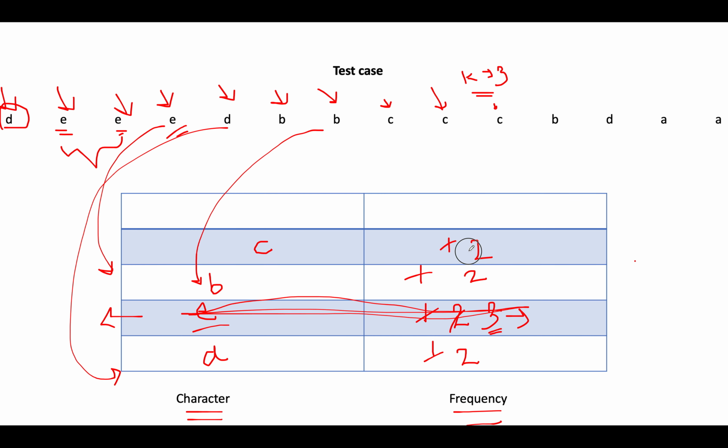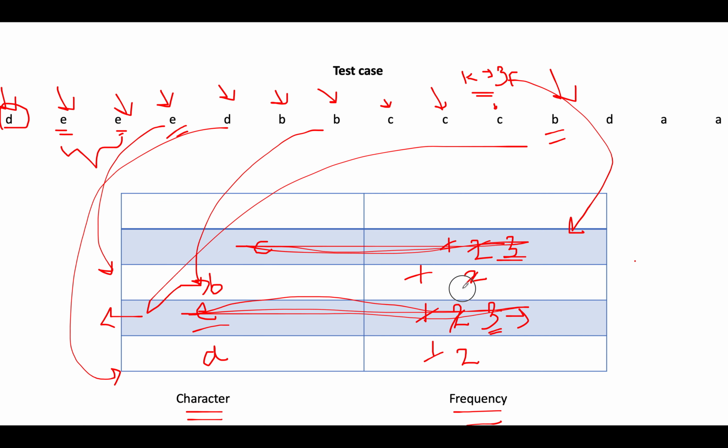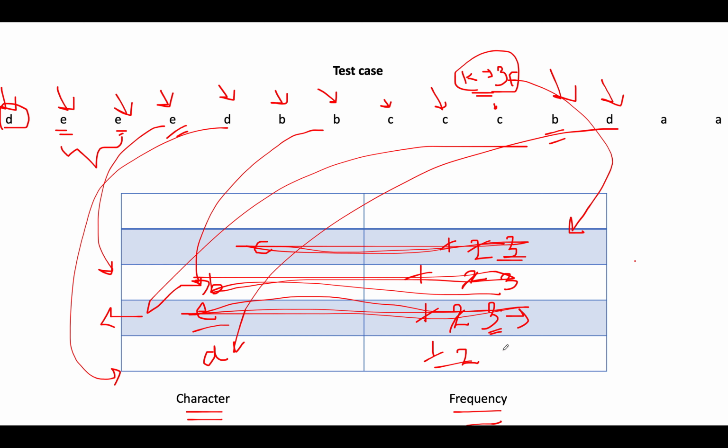Then we got c again, the frequency gets updated to 3, and the removal condition is satisfied since k becomes equal to the frequency of the topmost element. So we remove it from the stack. Next we have b. B matches with the topmost element of the stack, and we update the frequency of b. The frequency becomes 3, and again it matches the value of k, so we remove this element as well. Then we get d. D matches with the topmost element of the stack, and we update the frequency to 3. Again the value of k and the frequency of the topmost element match, so we delete this element.